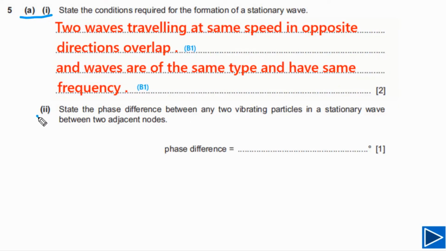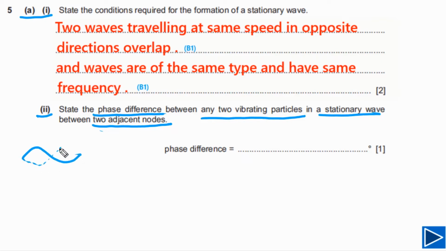Now let's move on to the second part. For the second part, we need to state the phase difference between any two vibrating particles in a stationary wave between two adjacent nodes. So first of all, let's try to sketch a stationary wave. Let's say this is our stationary wave. In this case you can see we have a node here. We also have a node at this point. So this is one node, this is another node, and this is another node.